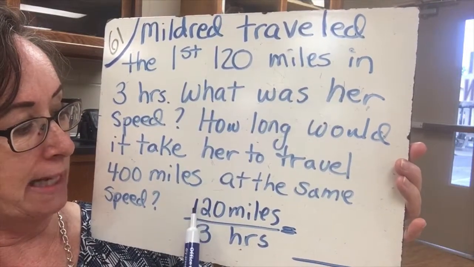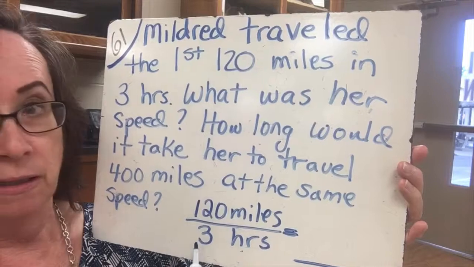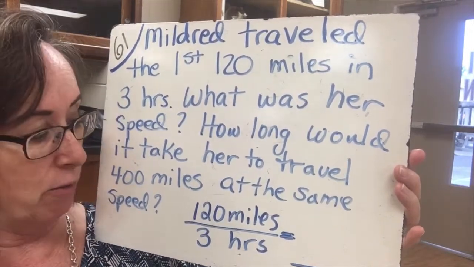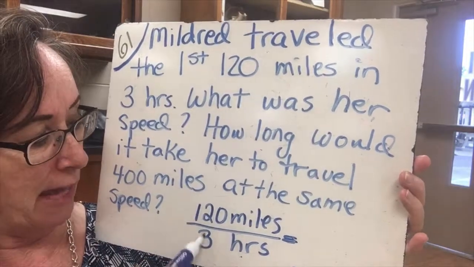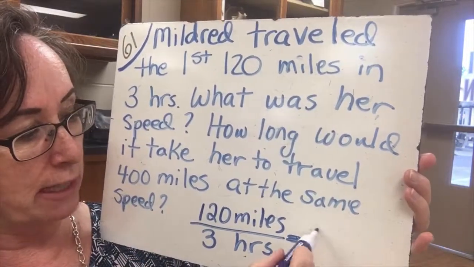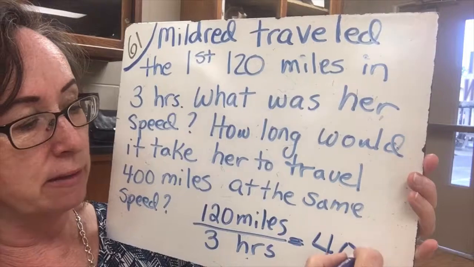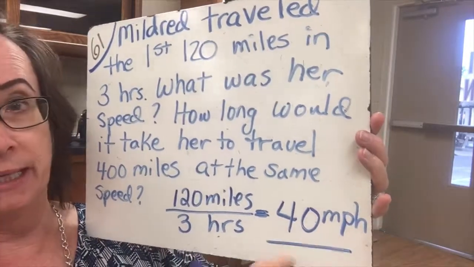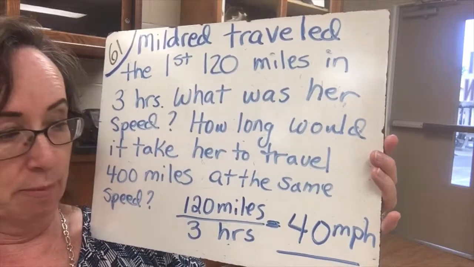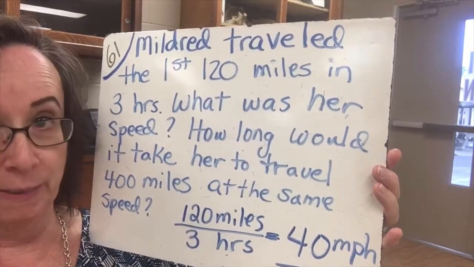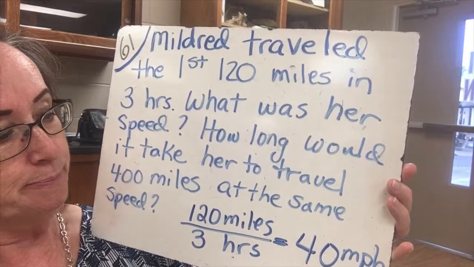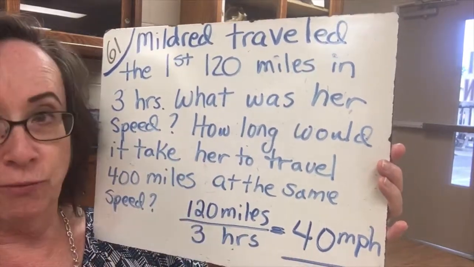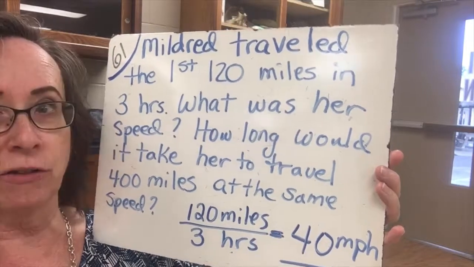So we start by taking 120 miles over 3 hours, so 120 miles per 3 hours. So we can simplify that. 120 divided by 3 is 40 miles per hour. Now, miles per hour is often written MPH for short, to make it a little bit easier, okay? So her speed or rate is 40 miles per hour. So we answered the first part.